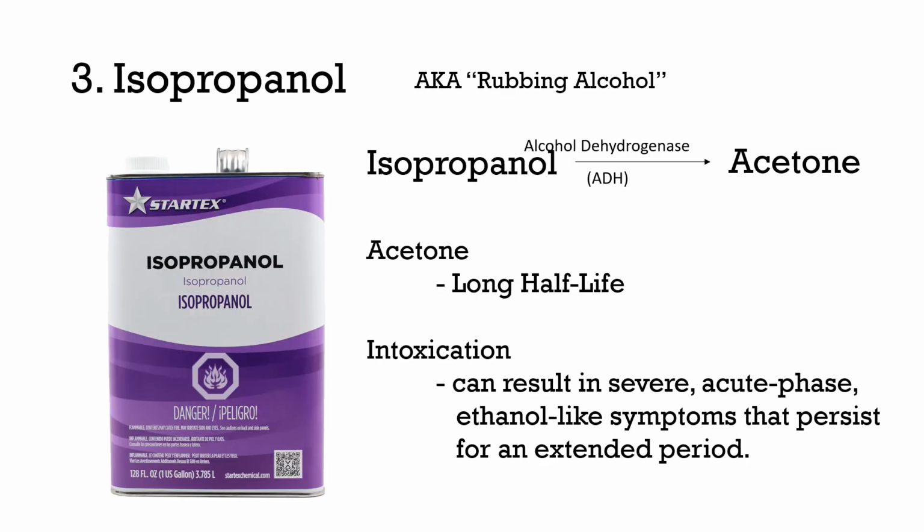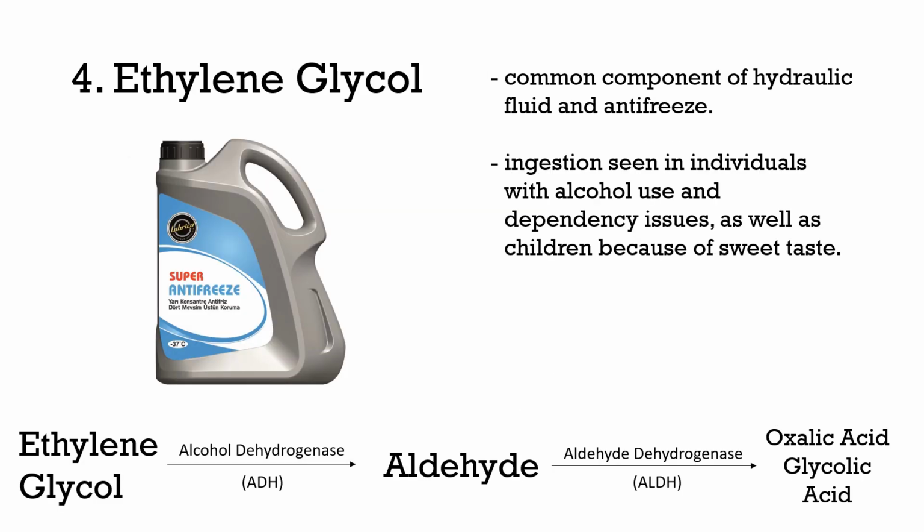Next we also have your isopropanol, also known as your rubbing alcohol. Isopropanol is worked on by your alcohol dehydrogenase to produce acetone. Acetone has a long half-life and can result in intoxication when ingested. That can result in severe acute phase ethanol-like symptoms that persist for an extended period because our acetone has a long half-life.